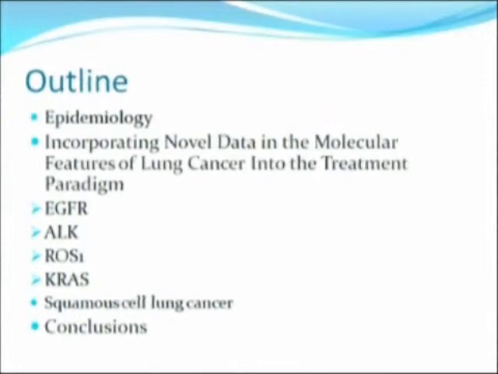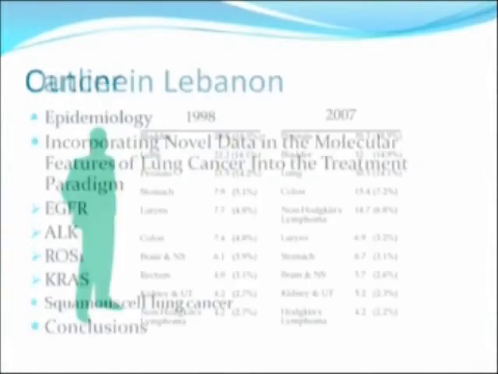So today I'll be talking about, starting with a bit of epidemiology, putting it into context, talking about targeting the EGFR receptor signaling axis, ALK translocations, some very new data about ROS1 translocations, the implications of KRAS mutations in lung cancer, a little bit about squamous cell cancer, and some conclusions. So we're really going to be looking into the molecular classification of lung cancer in this talk.